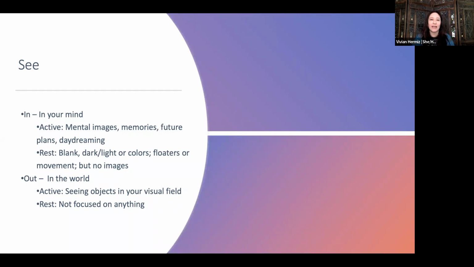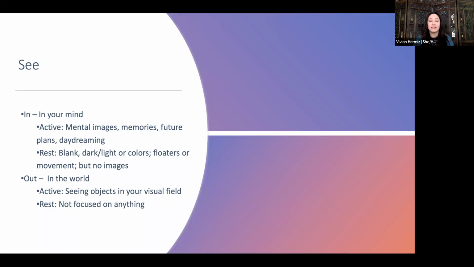So the first category is see. And there are two options in each of these categories. One is seeing in, and the other is seeing out. Seeing in is all the mental images that we have, whether it's memories or a future plan, daydreaming. It's everything that you actually can visualize in your mind's eye. Seeing out is whatever you can see within your actual visual field.